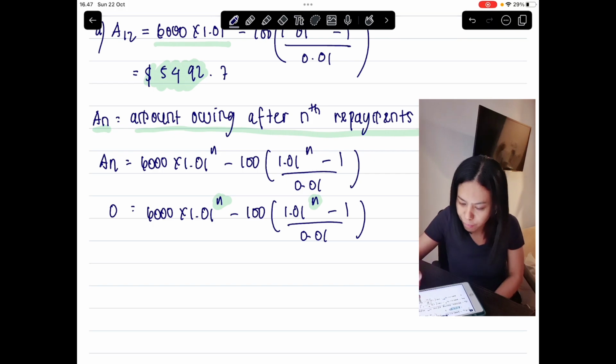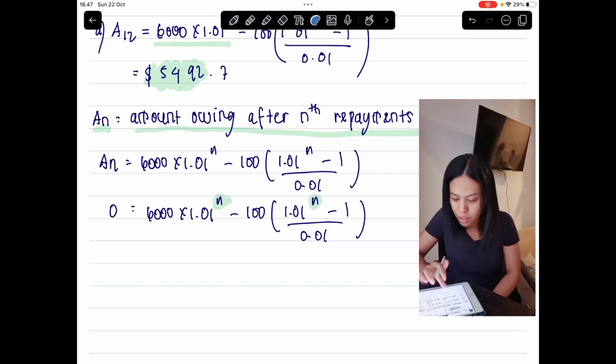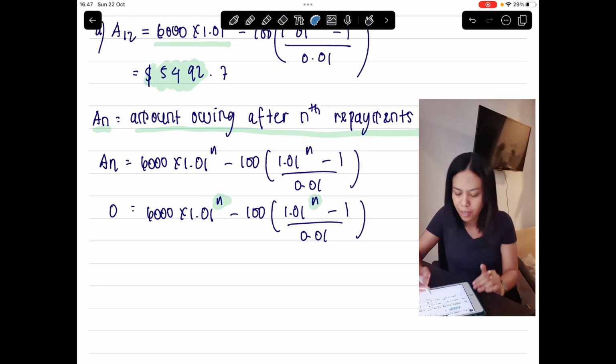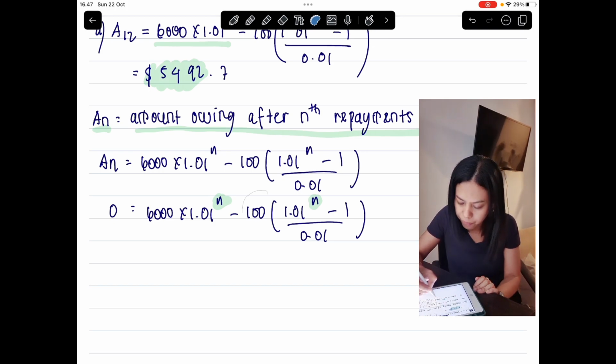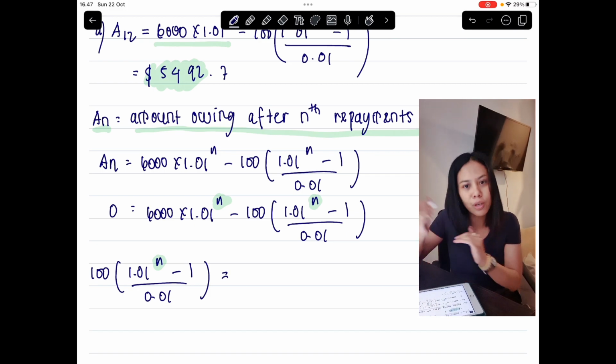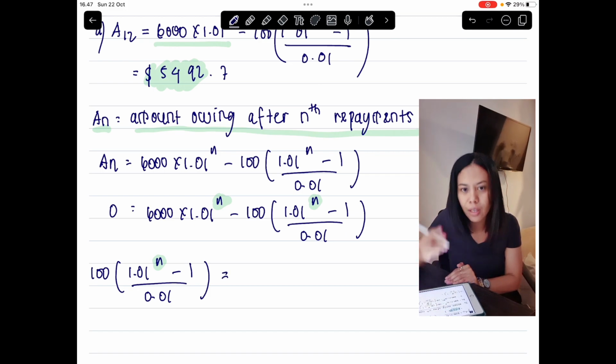Again, I'm going to use the help of technology, because I'm going to move this bit to the other side. Let's see if it works. Yeah, boom, it works. So now it's just the math. I'm moving the whole thing to the other side. It becomes positive, and the left-hand side of the equal sign is 6,000 times 1.01 to the power of n.